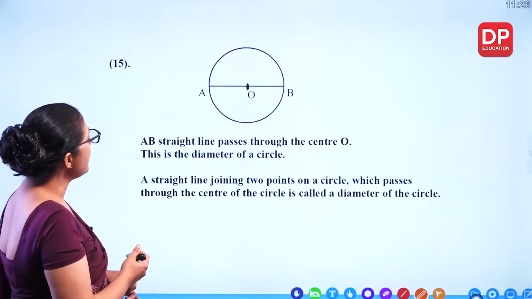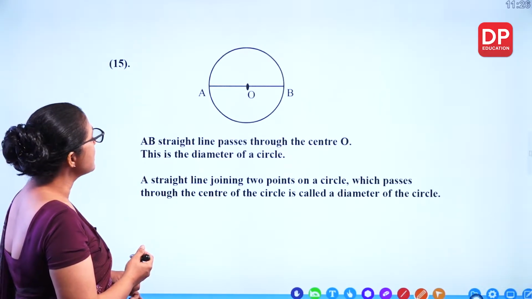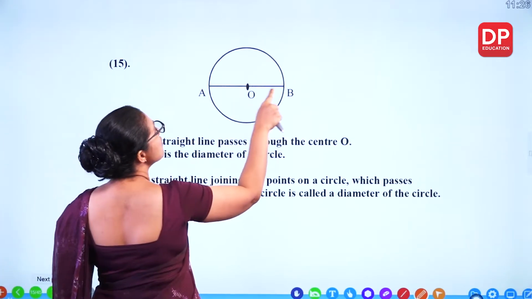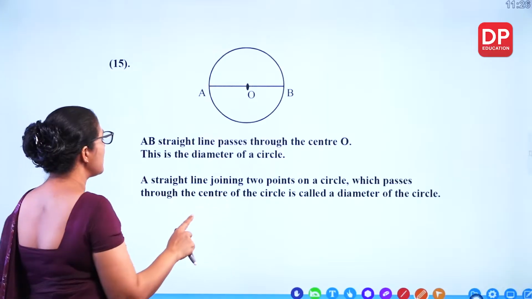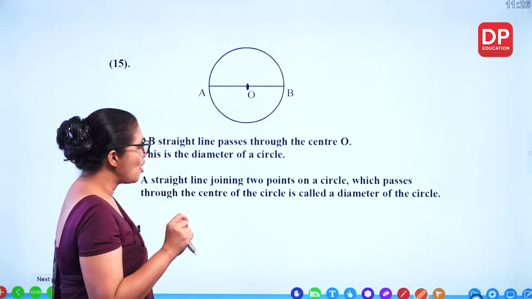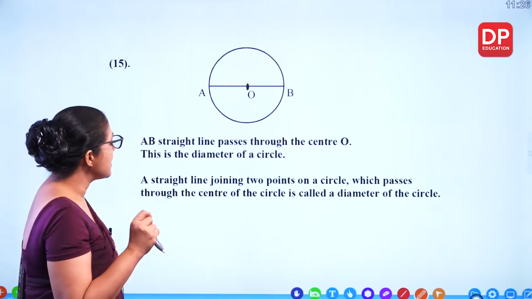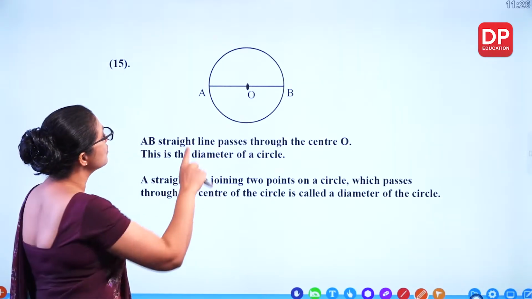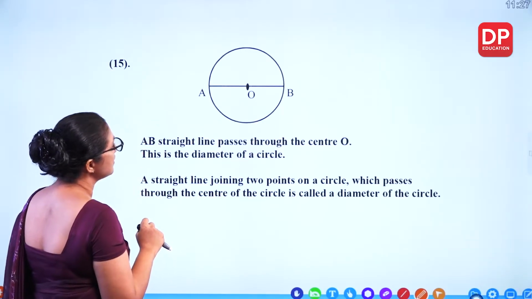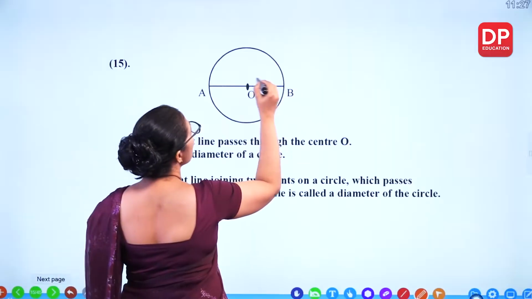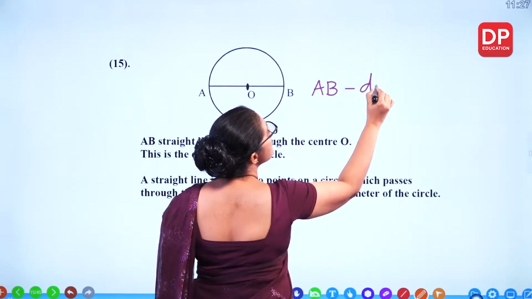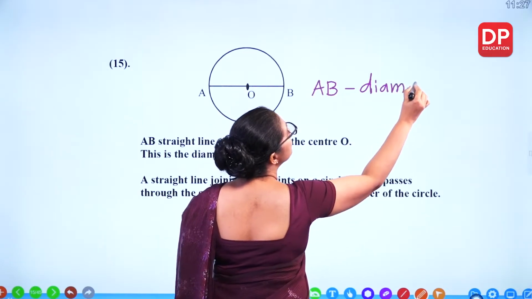Look at this one. AB straight line passes through the center O. This is the diameter of a circle. So what does diameter mean? A straight line joining two points on a circle which passes through the center of the circle. So AB is the diameter of the circle. Diameter.